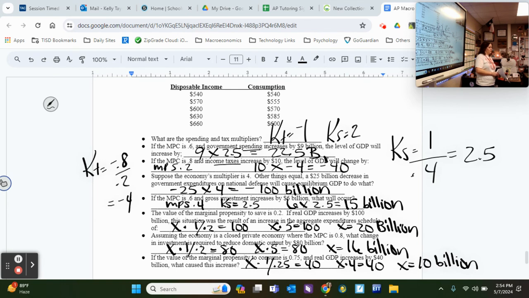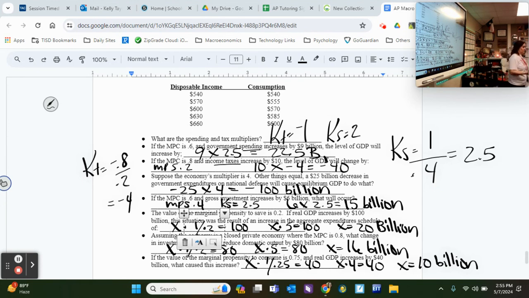Raul, what are you having trouble with? Third to last. The MPS is 0.2. If the real GDP increases by 100 billion, so the change in GDP is 100 billion. This situation was a result of an increase of aggregate expenditure schedule. Aggregate expenditures just means spending. So what was the change in spending to create the $100 billion change in GDP? So it's spending times the spending multiplier. That's the change in GDP. 1 over MPS, which is 1 over 0.2, which is 5. So spending times 5 gave us 100. Spending must have been 20.